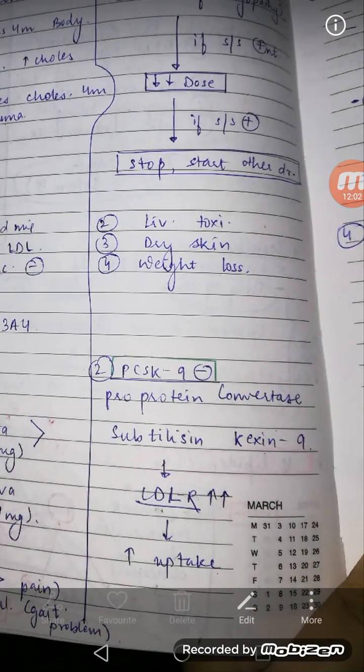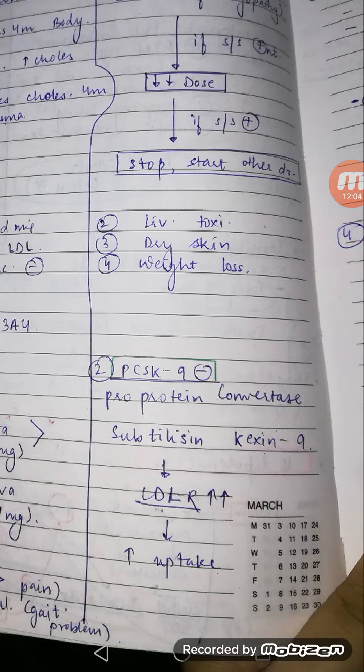Now coming to the third class, PCSK9 inhibitors. PCSK is proprotein convertase subtilisin kexin. Yes, it's a very exotic name. Proprotein convertase subtilisin kexin inhibitors. Finally, it's very simple. All we do is inhibit this PCSK9.